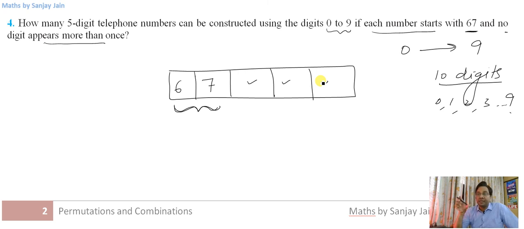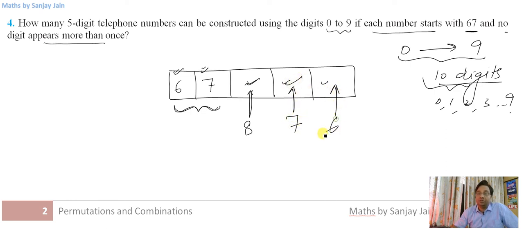Okay. And I have to utilize only 10 digits, out of which these 2 digits are utilized already. So to fill this place, how many options do I have? 2 digits have already been utilized. I have total 10 digits. So I have only 8 options to fill this third place. I have only 7 options to fill this place. I have only 6 options to fill this place, because no digit appears more than once.